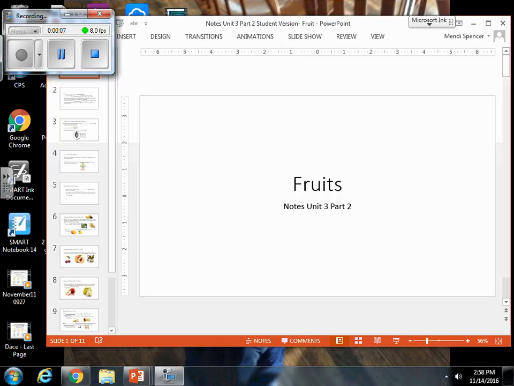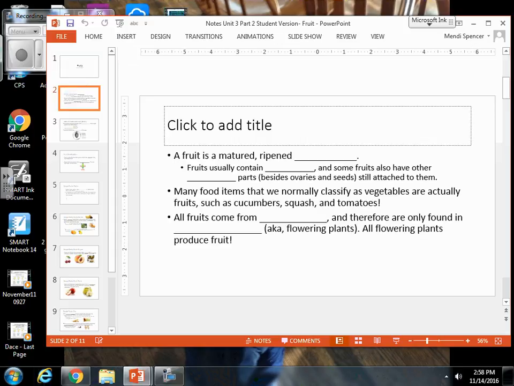Okay, so for the last part of our unit that we need to finish notes for is over fruits. So the first thing you need to talk about is what is a fruit? When we are looking at a fruit, you need to know that a fruit is a matured, ripened ovary. So every time you eat an apple, every time you eat a grape, what you are actually putting inside of your mouth is the female sex organs of that plant. You are eating the ovaries of that plant when you bite into that fruit.